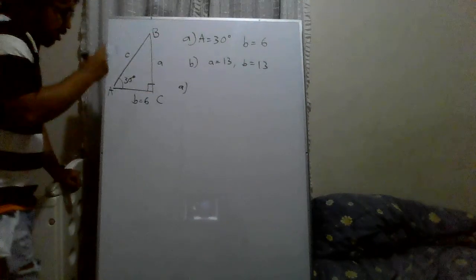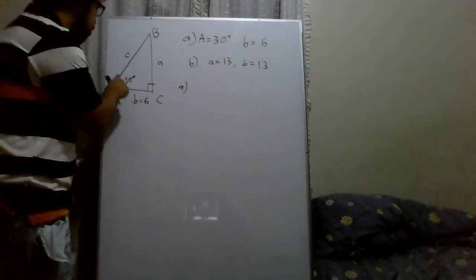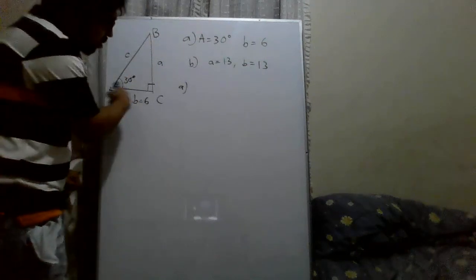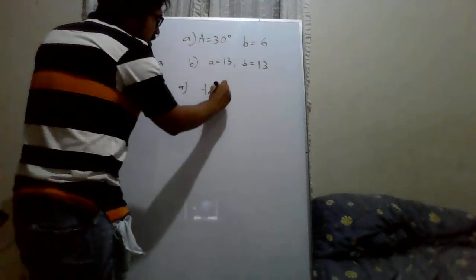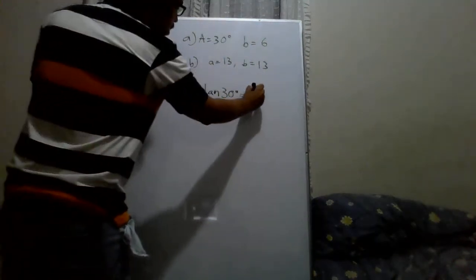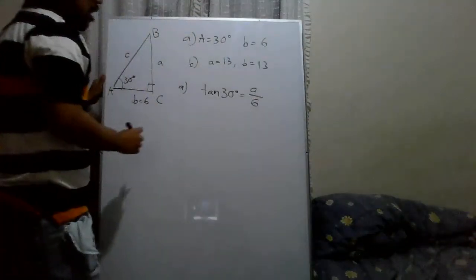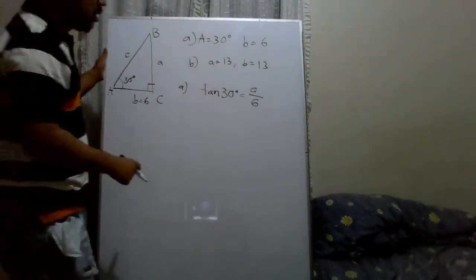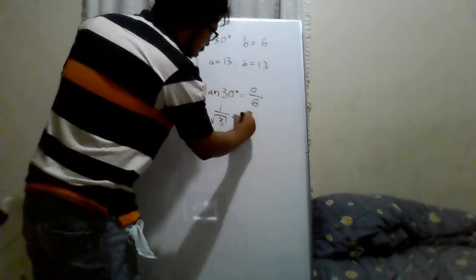And about this angle and the adjacent leg to this angle, you can use either the tangent or the cosine because you have information about the adjacent leg. So let's use the tangent. The tangent of 30 degrees is equal to the opposite leg A over the adjacent leg B, which is equal to 6. And you already know that the tangent of 30 degrees, because 30 degrees is one of the known angles, is equal to 1 over the root of 3, equal to A over 6.